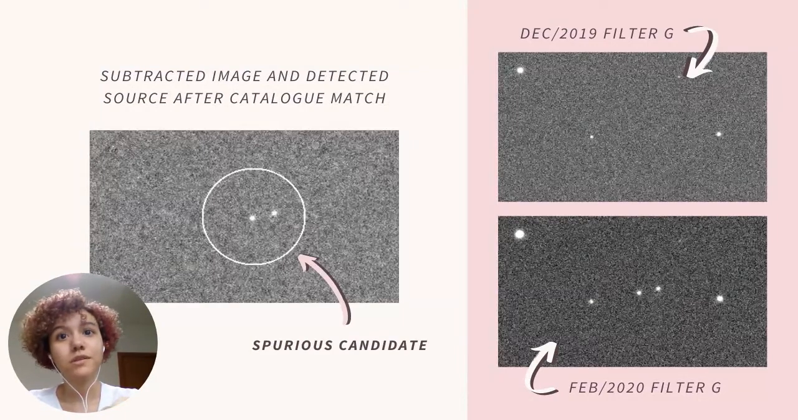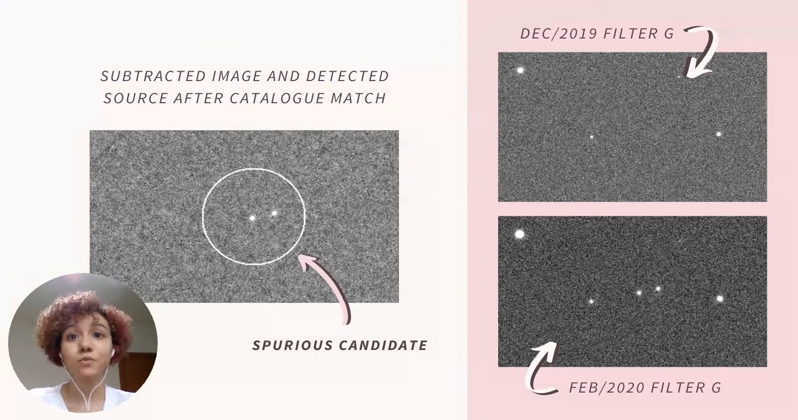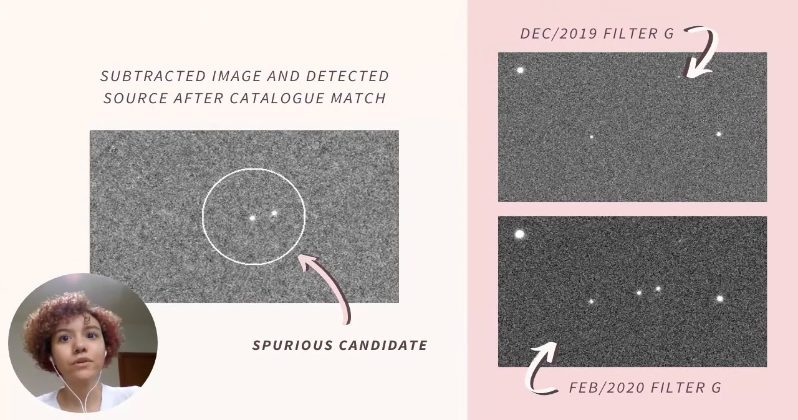But of course, the subtraction is not perfect, and not every object that remains is a supernova, so I have to reject the false detections. As you can see, there is a detection of an object that meets all the requirements but is not a supernova, and it's likely to be a satellite.